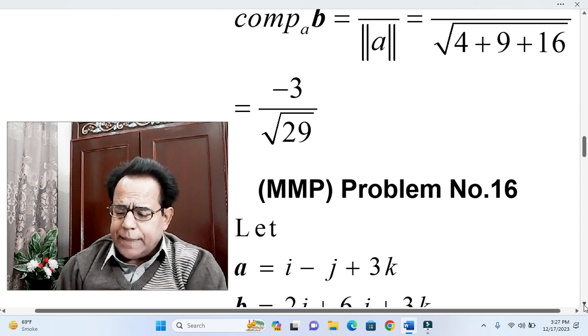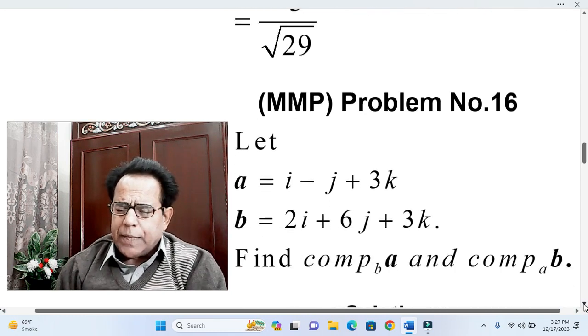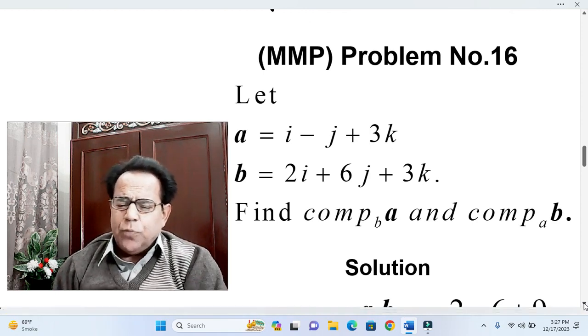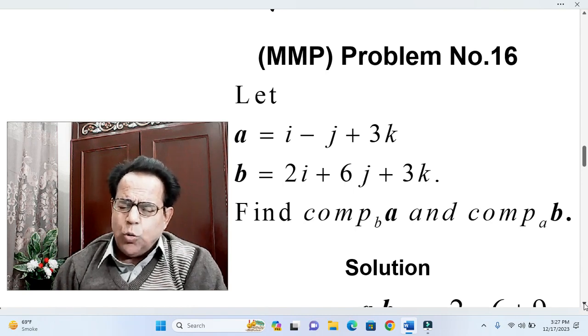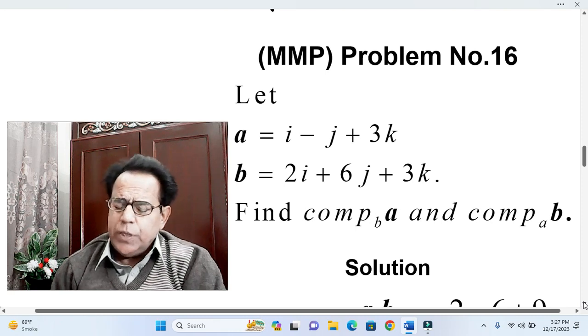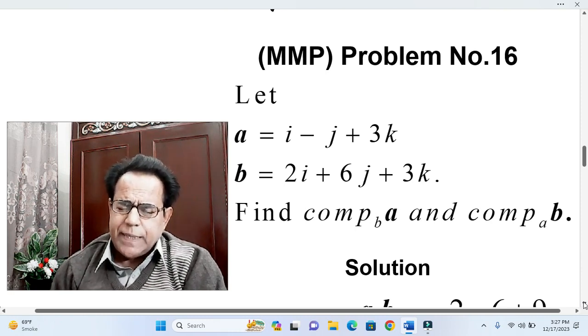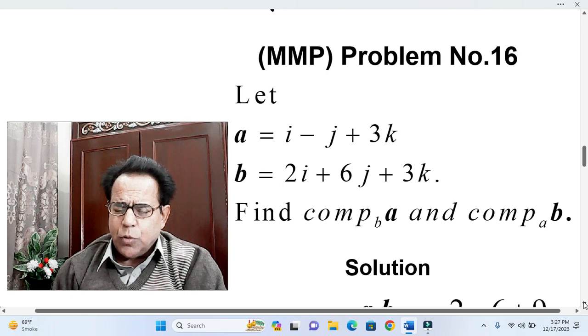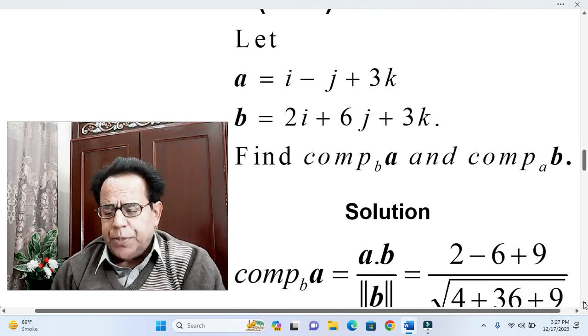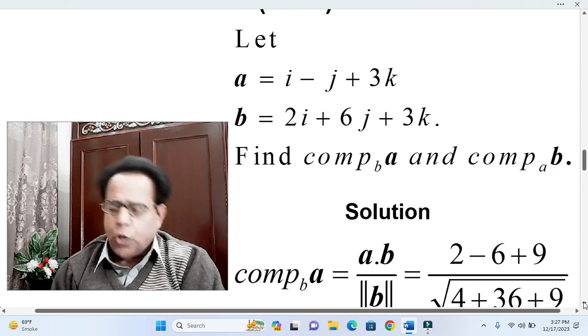Okay, next two problems are just a copy version of the above problem. Only values are changed. Theory, exact procedure same, method same. Let A equal to this and B equal to this. Find component of B on A and component of A on B.